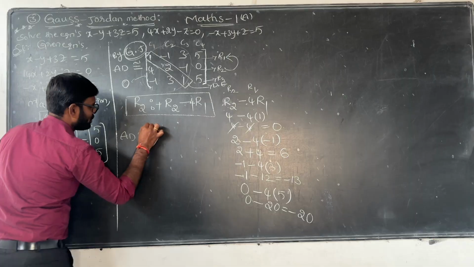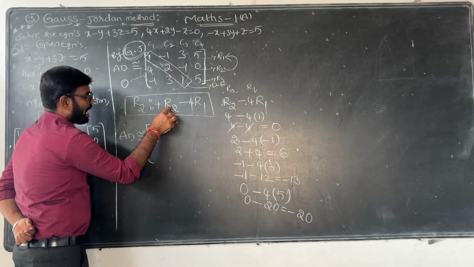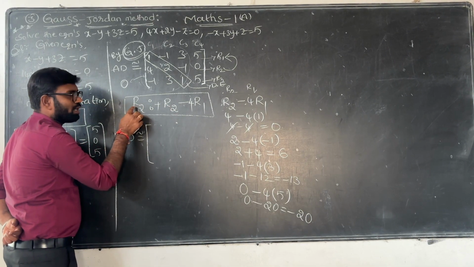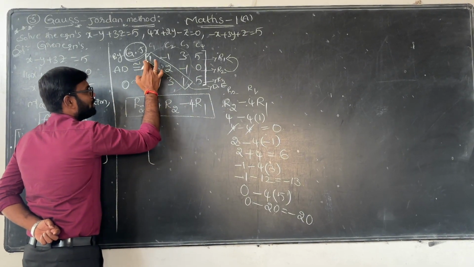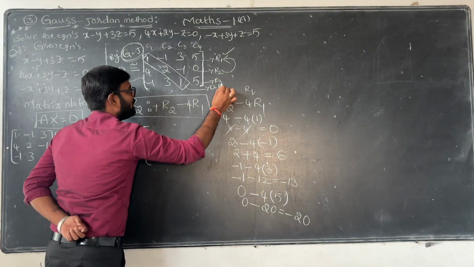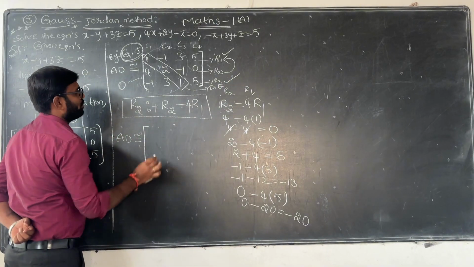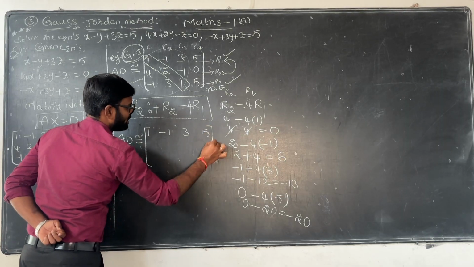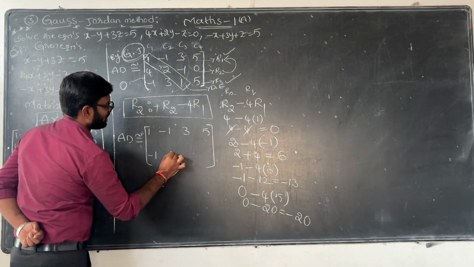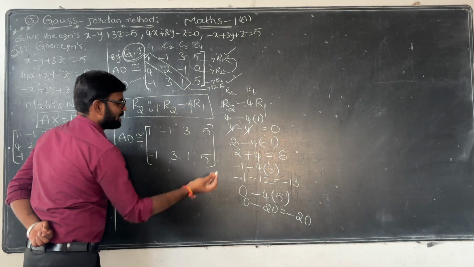A D is equal to, so here observe the operation is applied to the second row only. Second row elements will change only. There is no changing of the first row. There is no changing of the third row. Now substitute 1 minus 1 3 5 same as it is. Minus 1 3 1 5 same as it is.